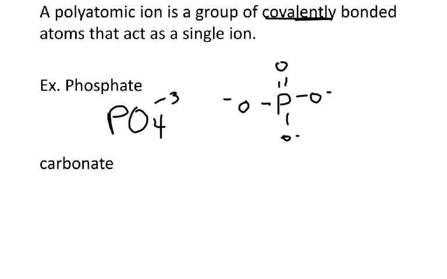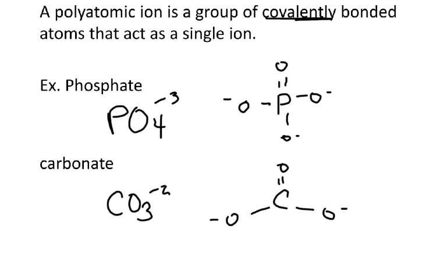Let's look at carbonate. Carbonate is CO3 with a -2. It also is a carbon with all these oxygens attached. So they don't come apart, ever. They stay together. Well, they do come apart sometimes. Some reactions can take them apart. But for the most part, think of them as one thing.